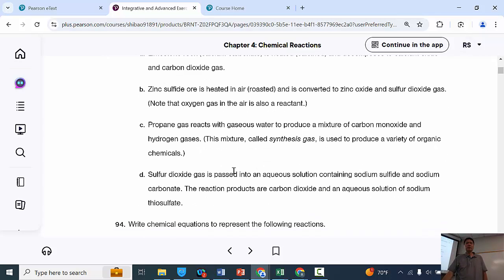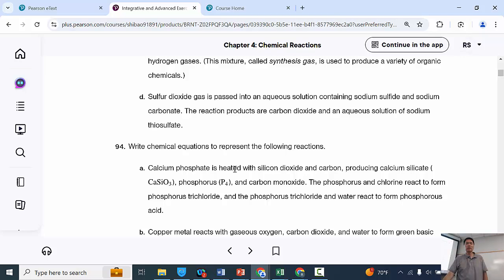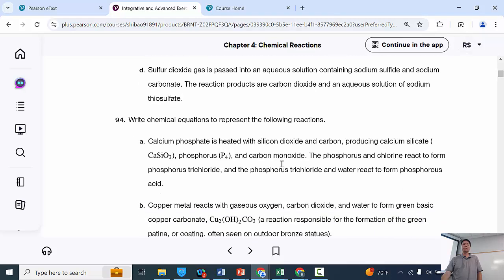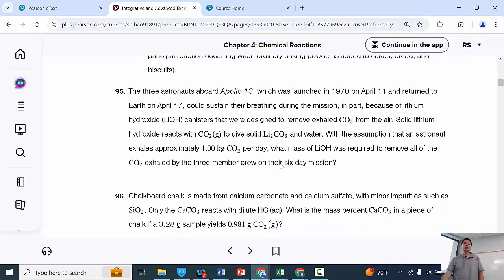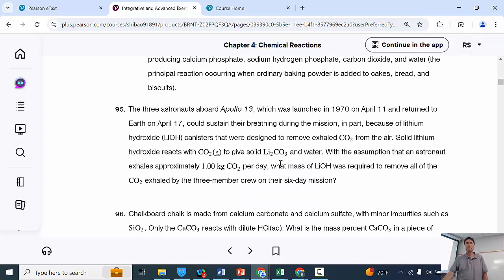And so the first series of questions are here. And then write chemical equations. So we have to write a balanced chemical equation again here. That's part of stoichiometry. And then we look at something like that.